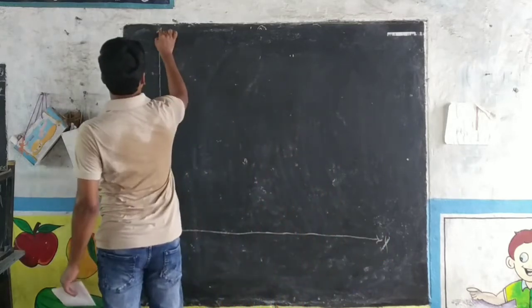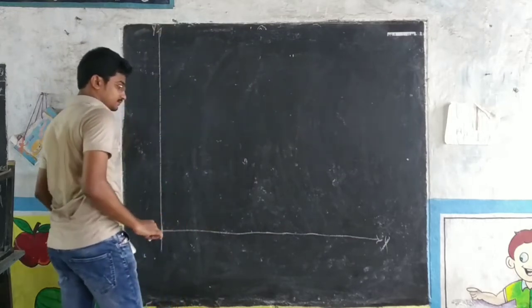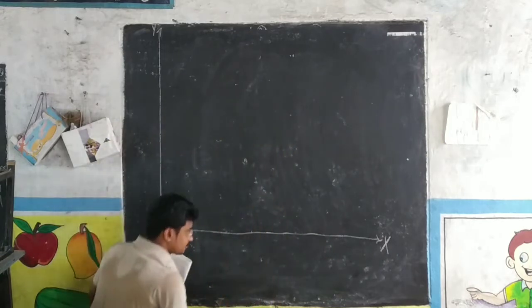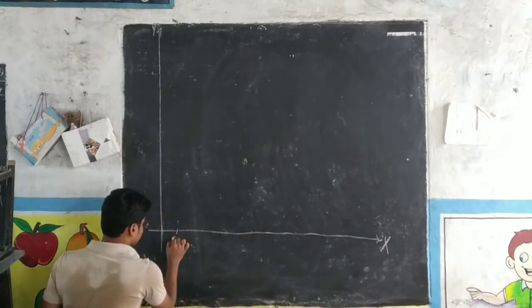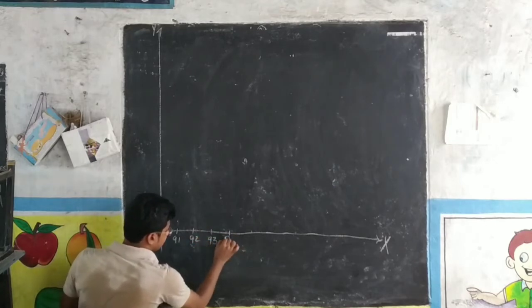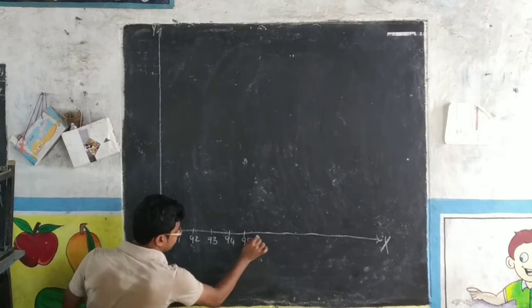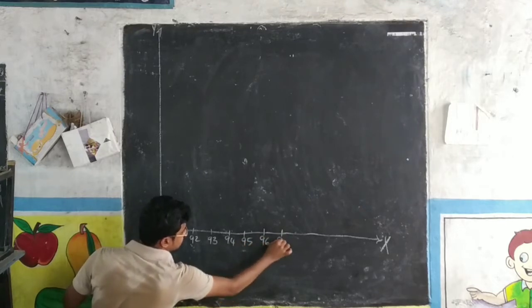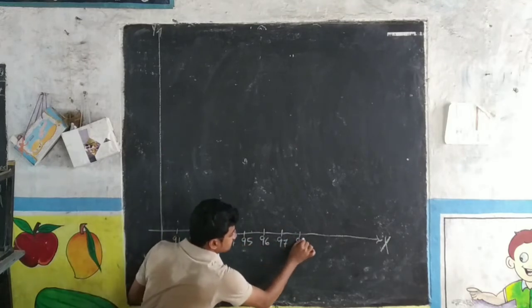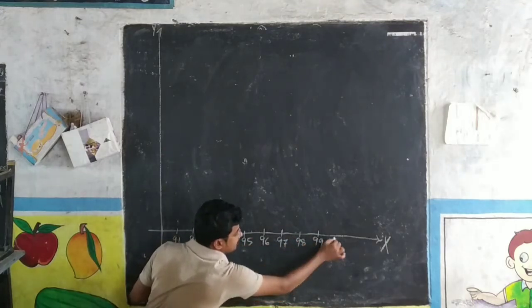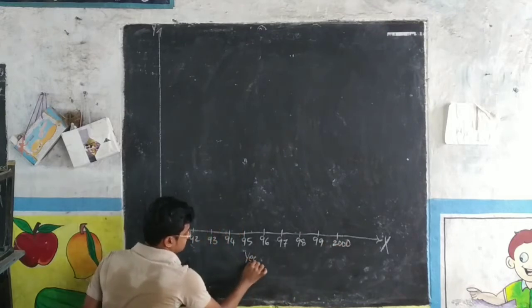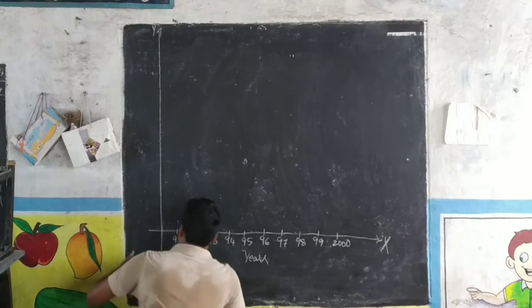X, Y. 91, 92, 93, 94, 95, 96, 97, 98, 99, 2000. Yes. Next.